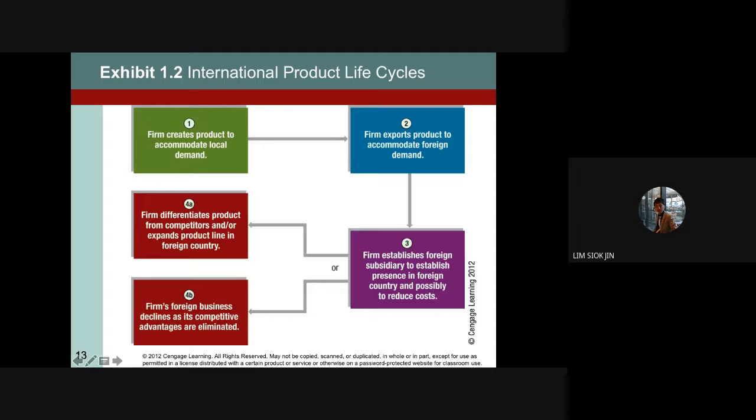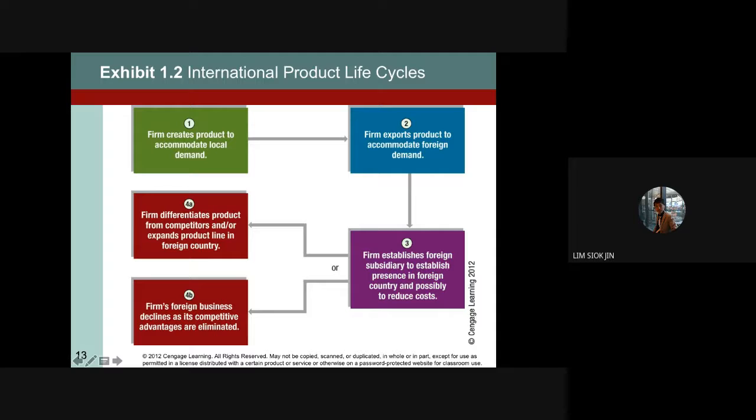Firm establishes foreign subsidiary to establish presence in foreign country and possibly reduce costs. Okay. Air Asia is a Malaysian company. But they also set up Air Asia Thailand, Air Asia Japan. Why? Okay. So this is reason number three. Why they set up? Because they want to have a presence in that country and maybe to reduce costs.